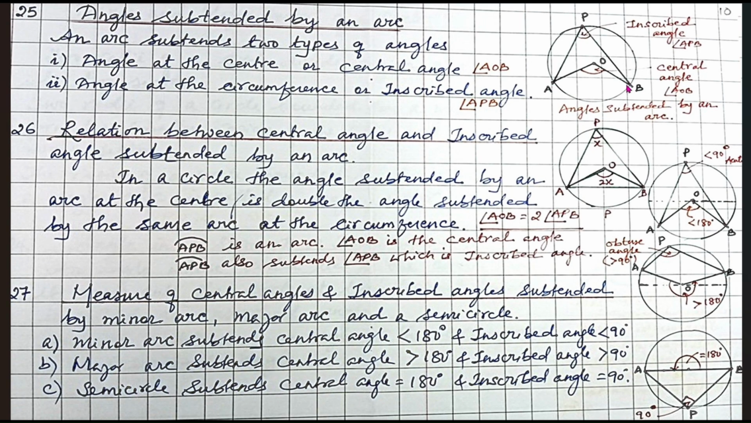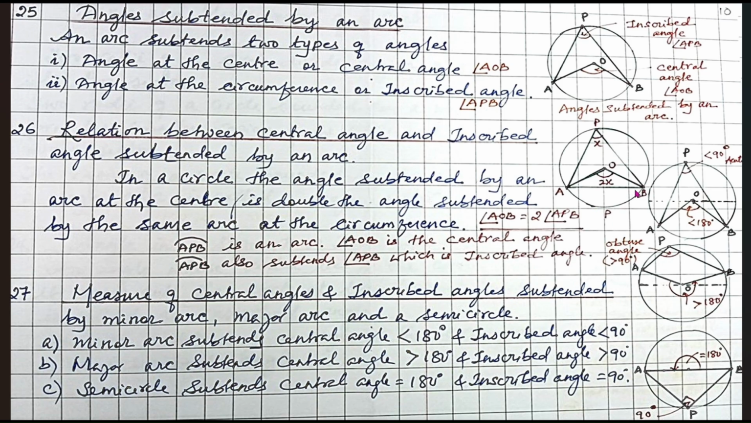Now, angle subtended by an arc. If you consider an arc, it subtends an angle at the center called the central angle, that is angle AOB, and it subtends an angle at the circumference, or inscribed angle, that is called angle APB. So angle APB is the inscribed angle and AOB is the central angle subtended by one arc, that is arc AB. Now, the relation between central angle and inscribed angle subtended by an arc.